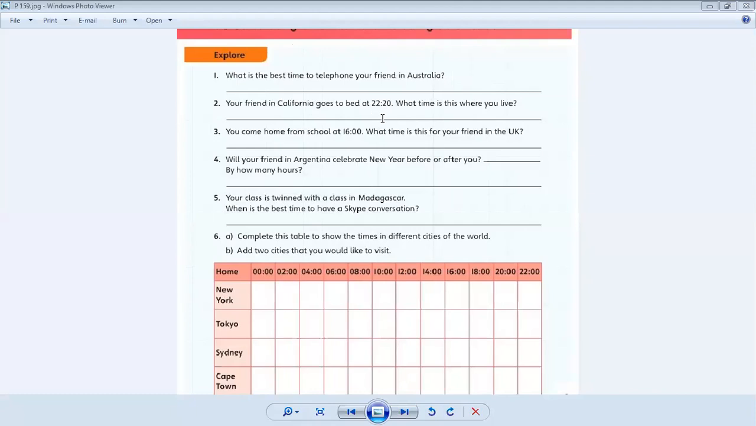Second question. Your friend is in California and goes to bed at 22:20. What is the time at the same moment where you live? What is the time in Libya? If your friend goes to sleep at 10:20 p.m., what is the same time in Libya? How many hours difference between California and Libya? California is in the west of America.